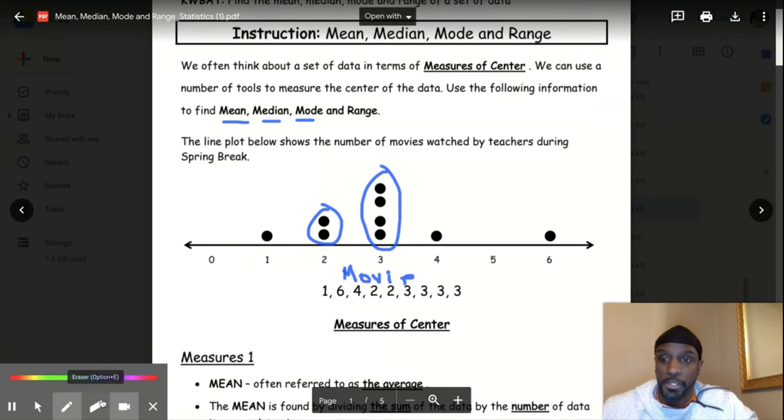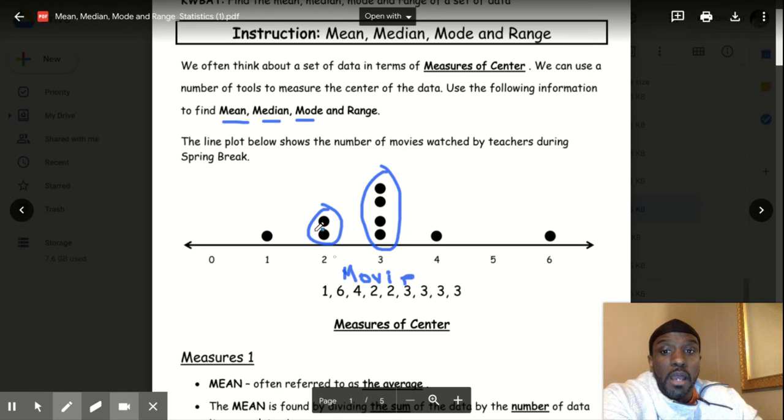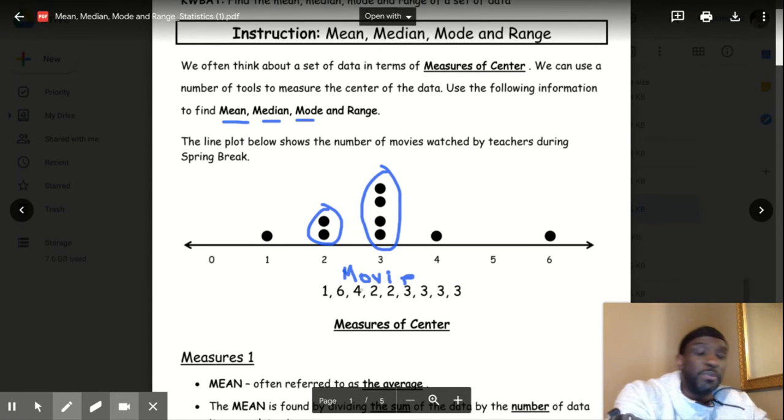Looking at this, I put together my data. I created my data set. I have 1 teacher that watched 4 movies, so I put a 4 down there. I have 2 teachers that watched 2 movies, so I put 2. I had 4 teachers that watched 3 movies, so I put 3. So here's my data: 1, 6, 4, 2, 3, 3.